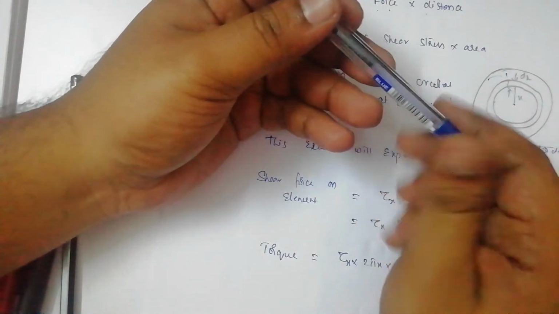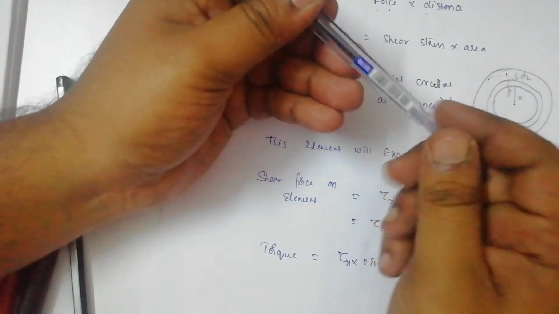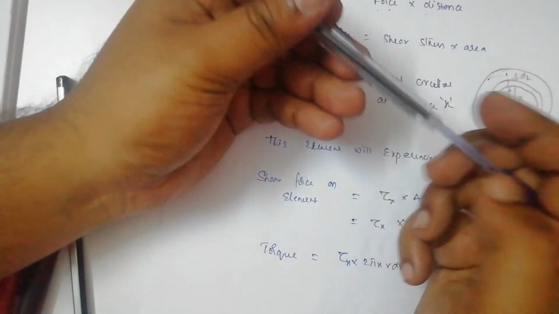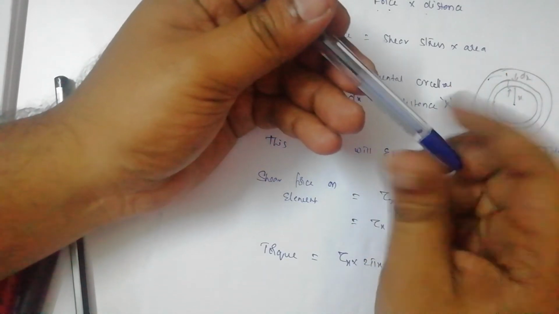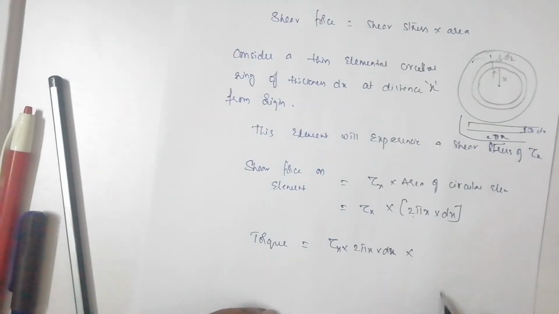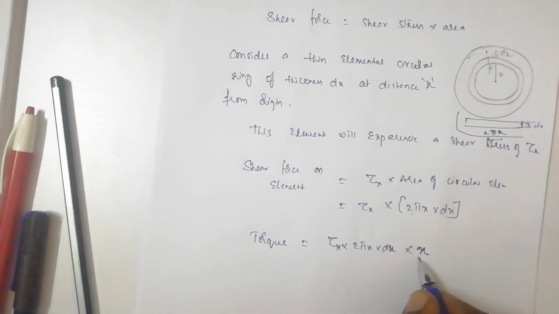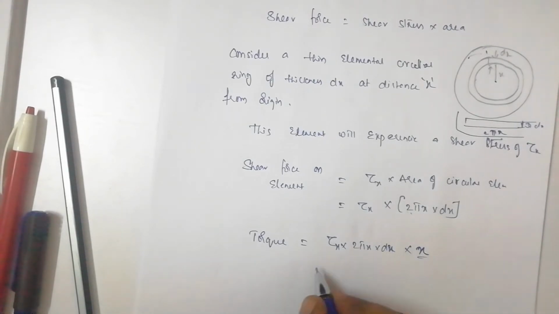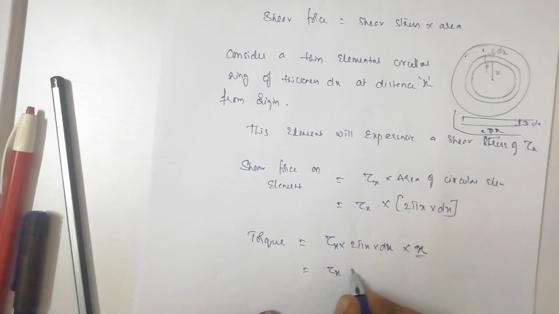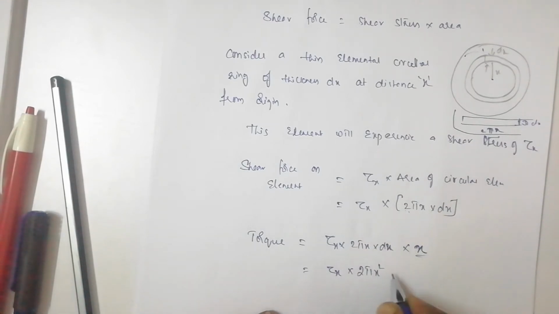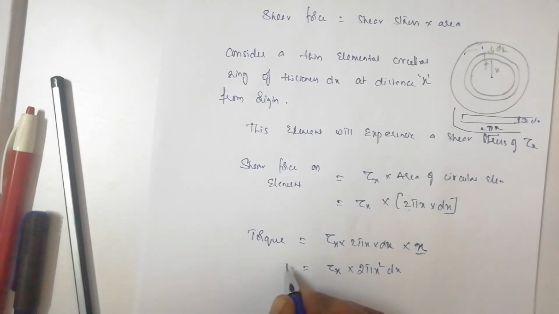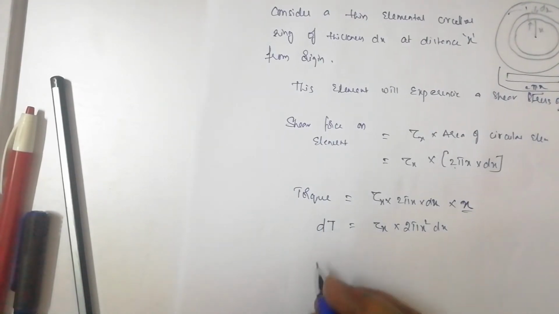If I rotate from this angle, it will try to rotate in a different way. So, with respect to the radius, it is changing. We are now trying to rotate; the torque is acting on the element which is at a distance dx. So this is your x, and this will become tau x into 2 pi x square dx. This is your dT, you can take, because this is acting on a small element.